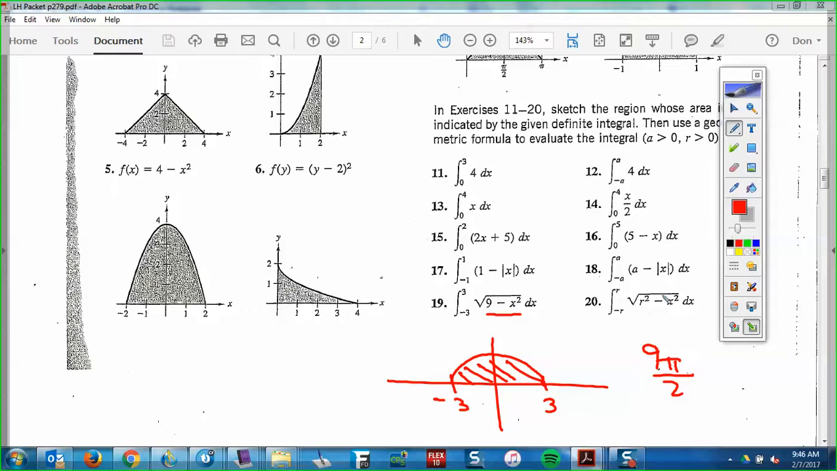Now what is this then? Same thing, except it goes from negative r to r. It would be a circle, radius r. Well, that's just pi r squared, and then half that.